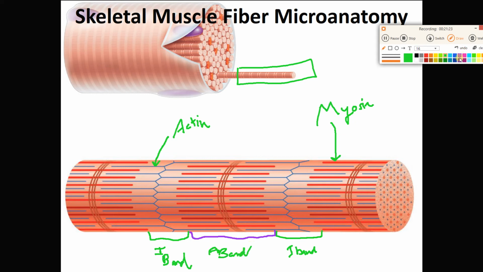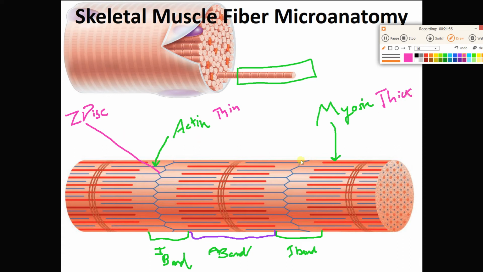Okay, now we can also see that there is this zigzag line in the middle of the I band. That zigzag line is known as a Z disc. And it is going to anchor the actin filaments. Oh, by the way, actin filaments are sometimes called thin filaments, and myosins are sometimes called thick filaments.